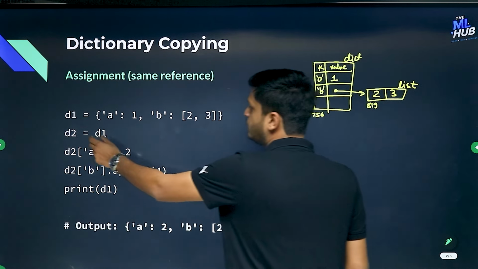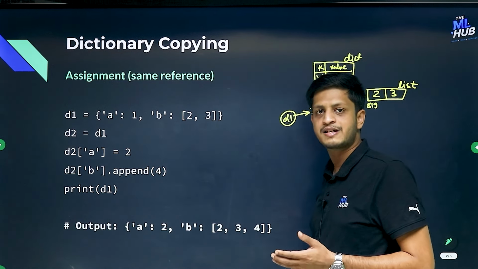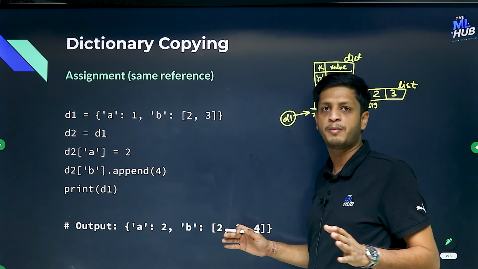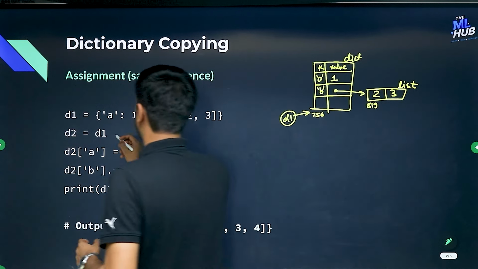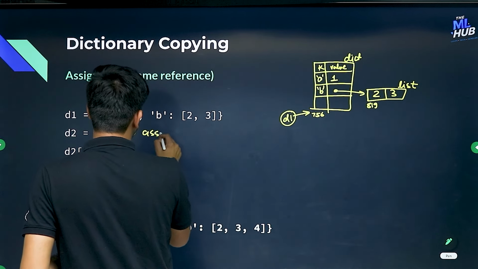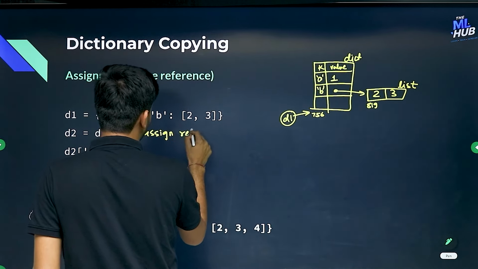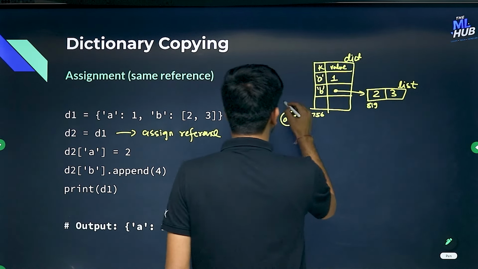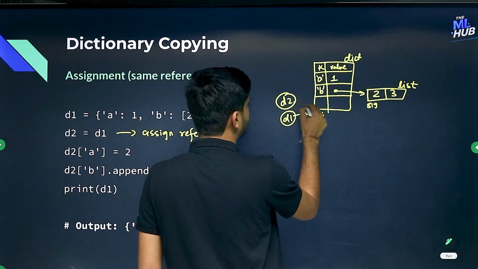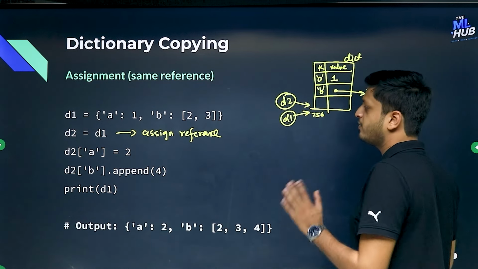Now we are saying D2 is equal to D1. So what does this statement do? This will not create any copy at all, right? This will just create a pointer assignment or reference assignment. It will just assign reference or pointer or address. It means that now D2 will also be pointing at the same memory location which D1 is pointing at. No copy will be created here.